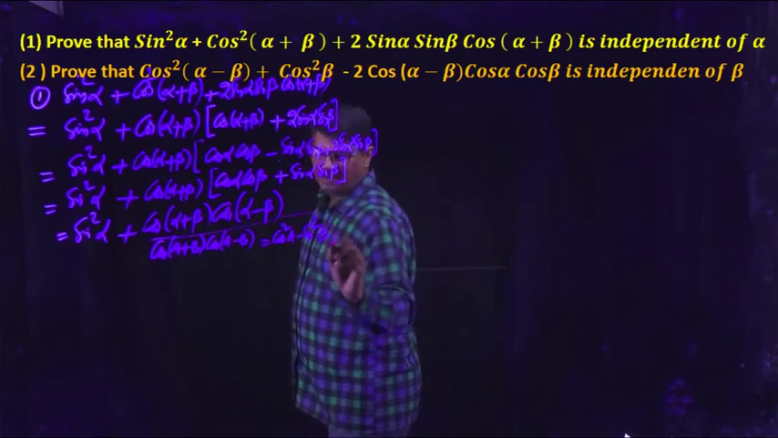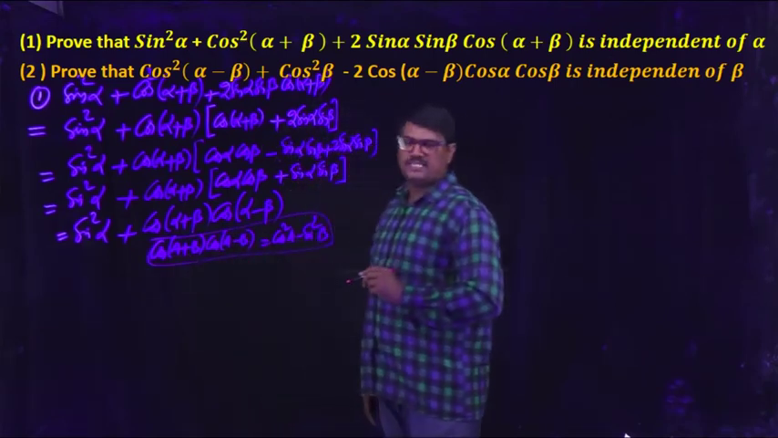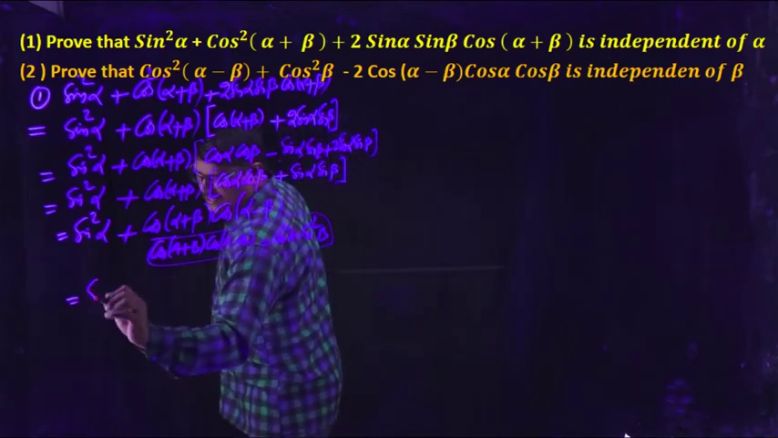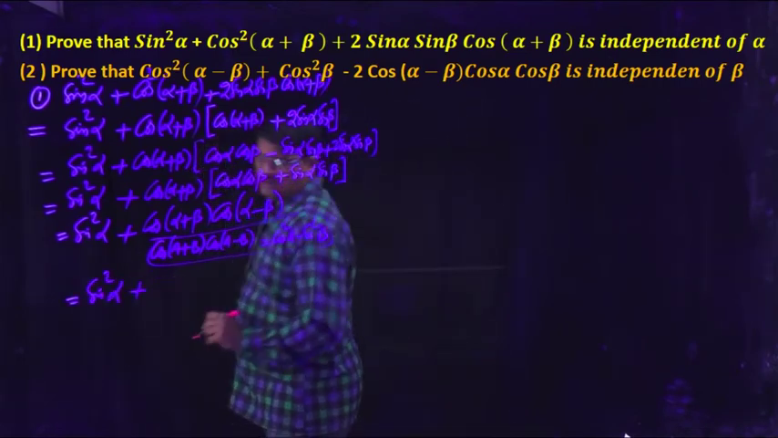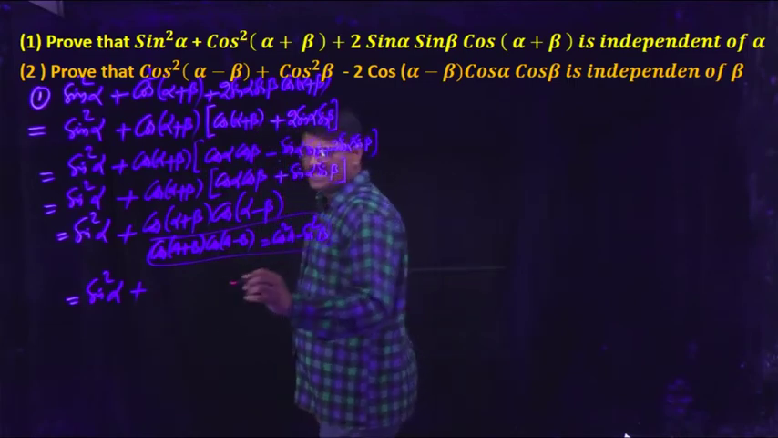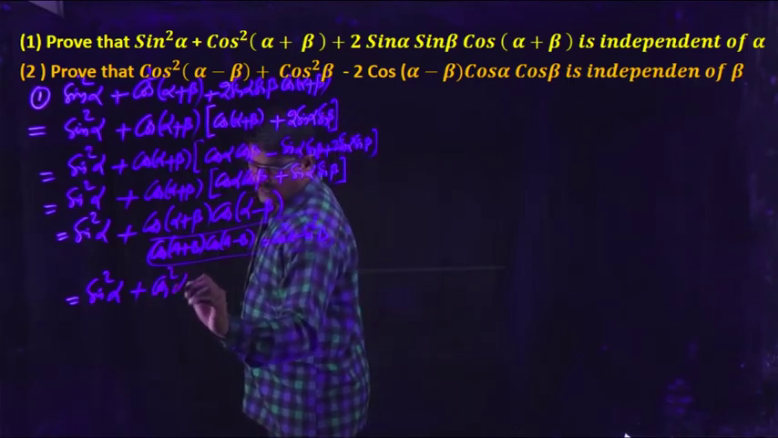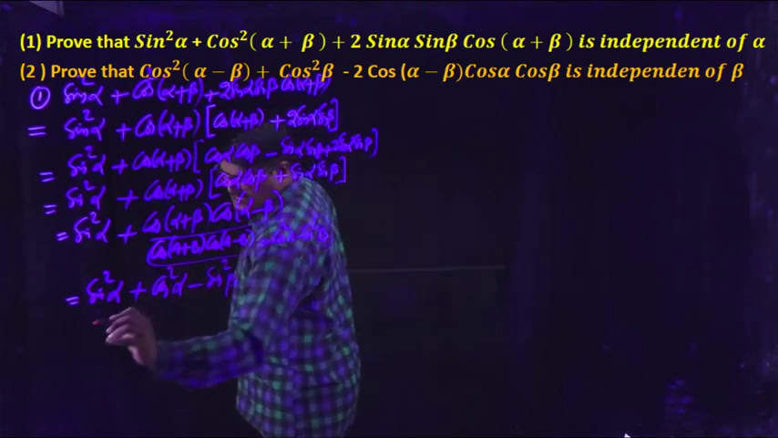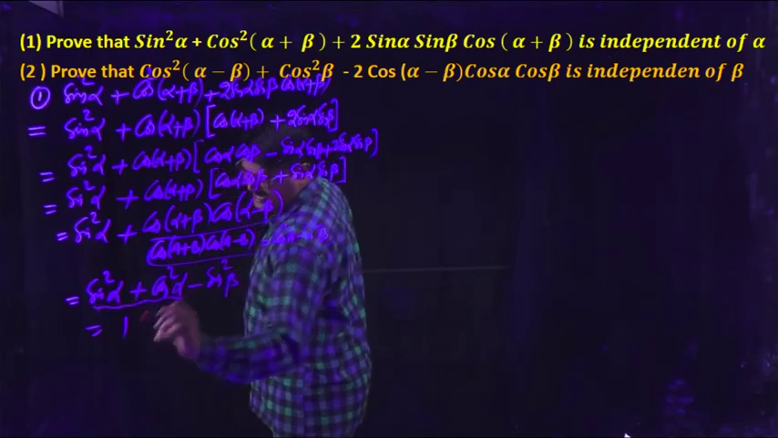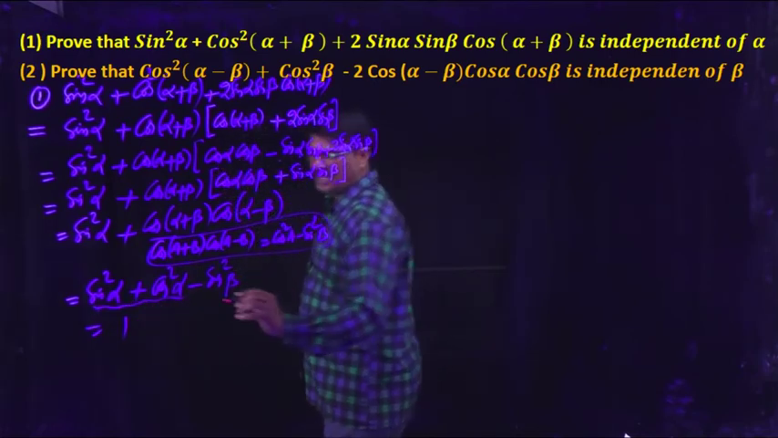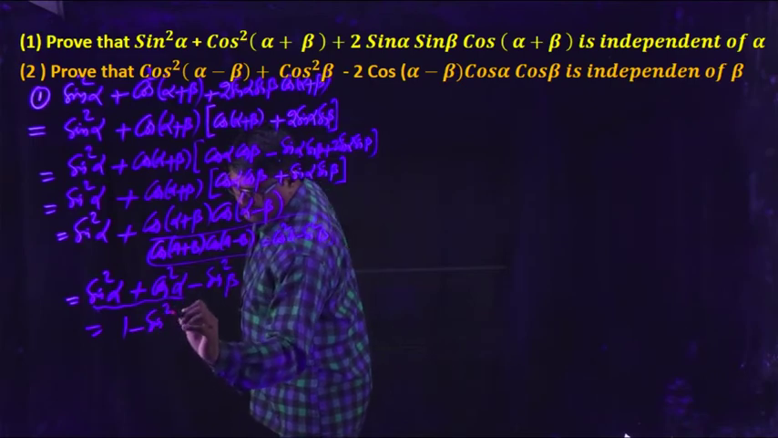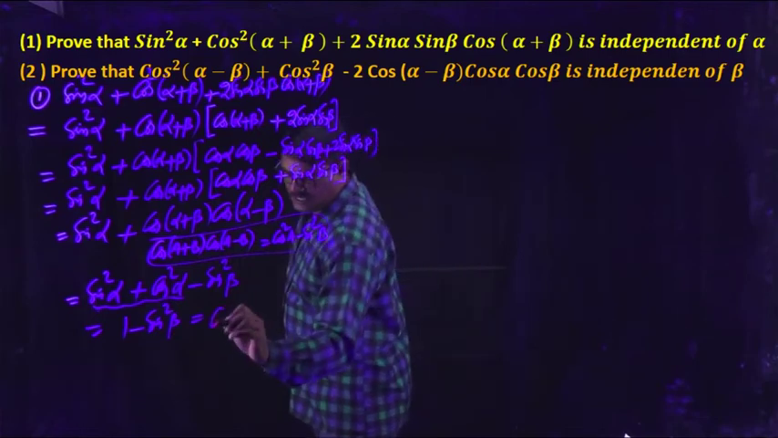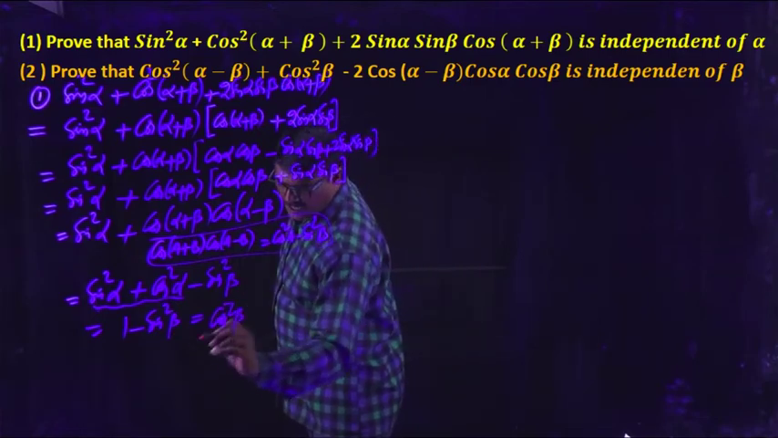You have to apply the cos a plus b into cos a minus b formula, which is cos square a minus sin square b. By that, the expression becomes cos alpha plus beta into cos alpha minus beta, which is cos square alpha minus sin square beta. Sin square alpha plus cos square alpha is an identity, sin square theta plus cos square theta, which is 1, minus sin square beta. And also 1 minus sin square theta is nothing but cos square theta. So the final result we get is cos square beta.